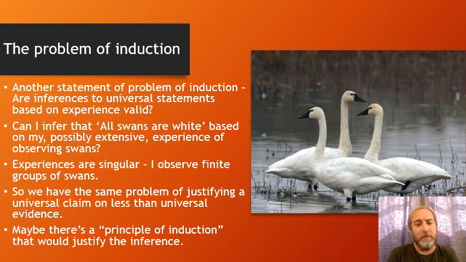So the question is, maybe we could have some sort of rule that would allow the inference, just like we have modus ponens, which just allows us to say, well, if A, then B, and A, therefore B, right? Maybe there's some kind of principle of induction that would justify going from 200 swans are white, therefore all swans are white.